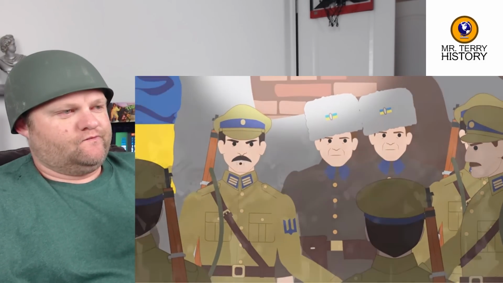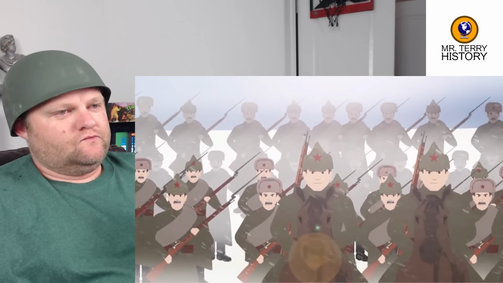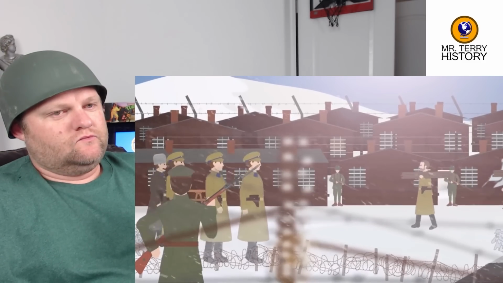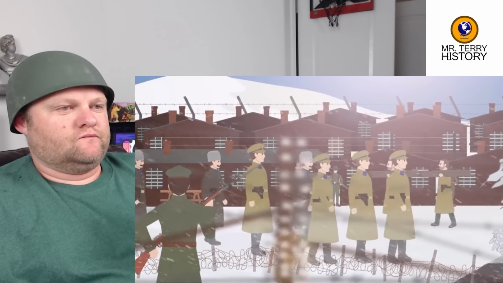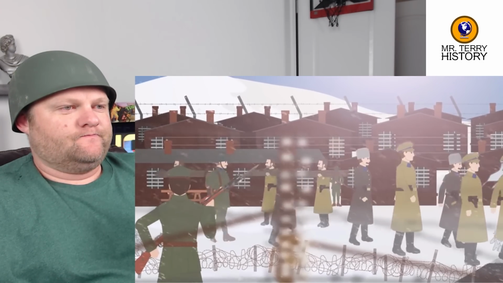Their plan to launch an all-out attack against Soviet troops in Ukraine was interrupted by the Red Army offensive on November 10th. After 11 days of bitter fighting, the Ukrainians were pushed back into Polish-controlled Galicia. Over there, soldiers of the UNR army were disarmed and put into internment camps.